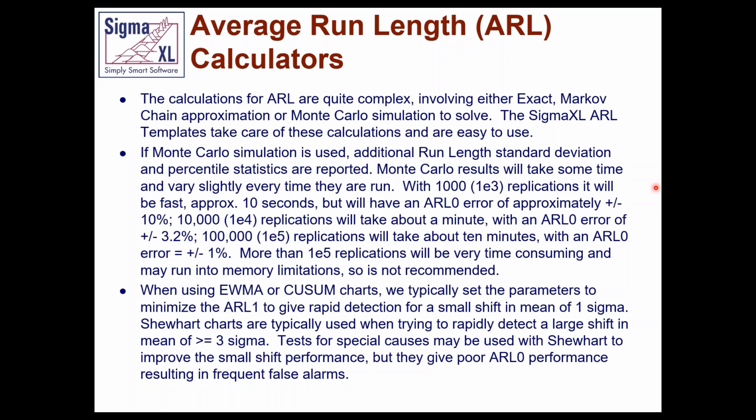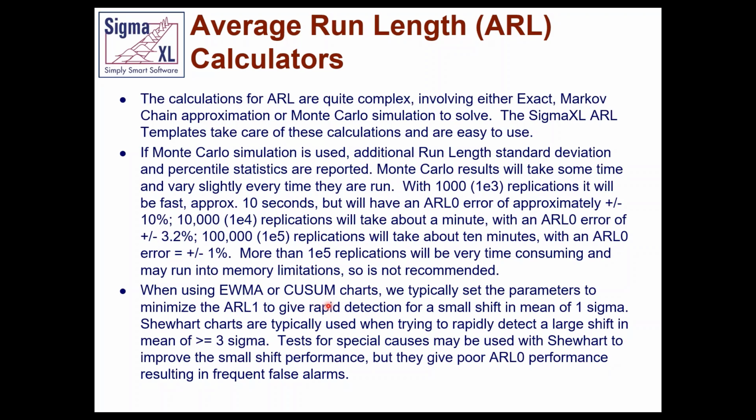The actual calculations are quite complex. We use either exact Markov chain or Monte Carlo simulation, we won't be getting into any of those details. The calculators take care of the details. A couple of notes on Monte Carlo. If you run 1,000 replications, it's less than 10 seconds, but you'll get about a 10% error on your average run length. If you use 10,000, it takes about a minute, and you get an error of about 3%. If you use 100,000, it takes about 10 minutes, and you'll get an average run length error of about 1%. We don't recommend using more than 100,000 replications, because then you can possibly run into memory issues, and besides, 1% is pretty good for any estimation for control chart design.